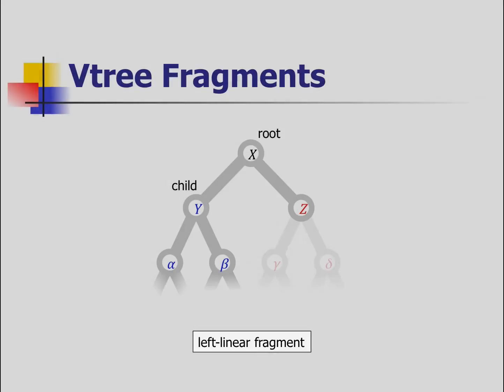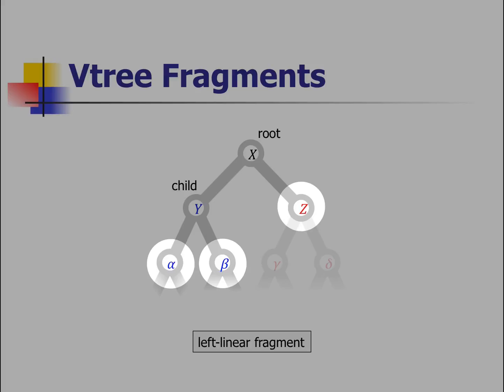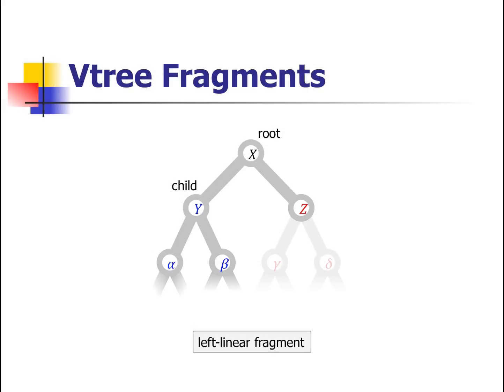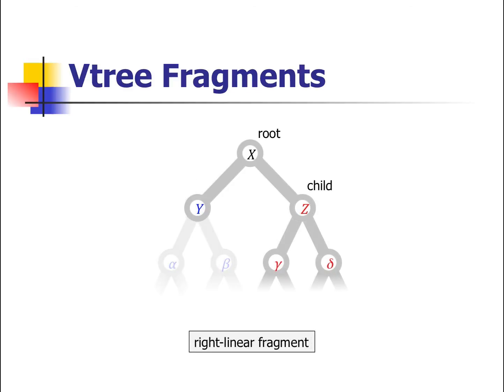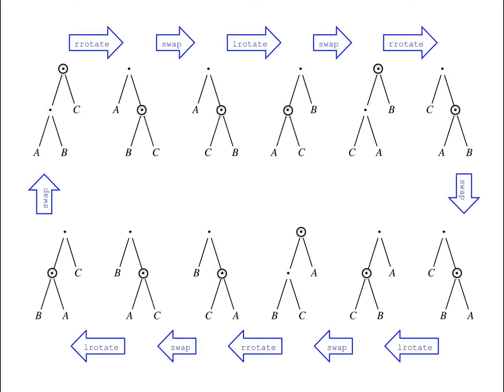So here's the left linear fragment. It just happens to be 5 nodes. 2 of them are what we call internal, the root and the child, and the other 3 are what we call virtual leaves. And the second type of fragment is this, which is the right linear fragment. Again, 5 nodes, 2 of them are internal, the root and the child, and the other 3 are basically the virtual leaves. Now, what's the importance of these fragments? First observation is, a fragment can be in one of 12 possible states, depending on the total order of the virtual leaves and the way that they are being dissected.